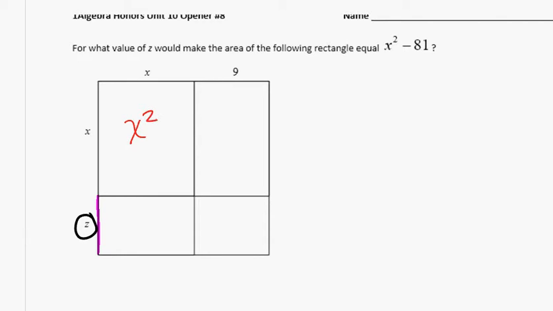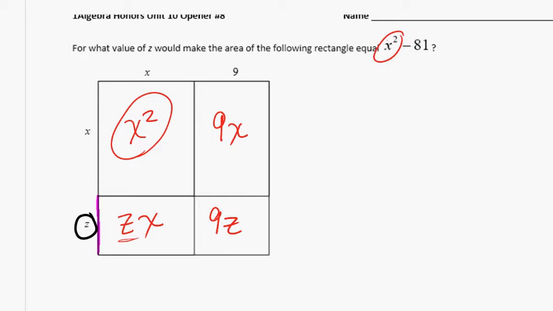X times x is x squared, 9x. Z times x is zx. Z just standing for some number. Times 9 is 9z. So what do we need here? We have our x squared, so that matches. We're looking for a negative 81, and that usually comes from this bottom term.